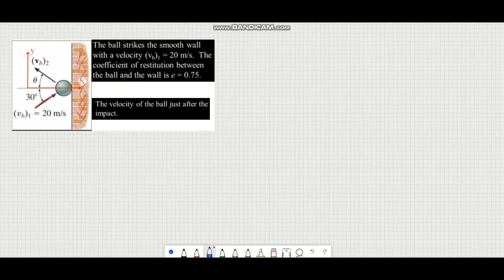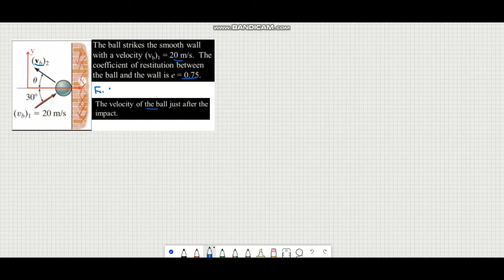In this question, the ball strikes the smooth wall with a velocity of 20 meters per second. The coefficient of restitution between the ball and the wall is 0.75. We need to find the velocity of the ball just after the impact. So VB2, we are going to find it.